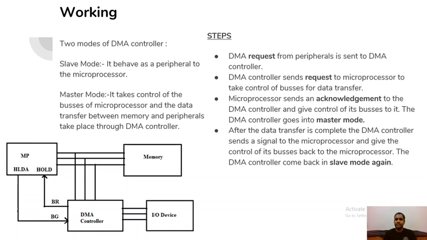After the data transfer is complete, the DMA controller sends a signal to the microprocessor and gives the control of its buses back to the microprocessor. The DMA controller comes back in the slave mode again.